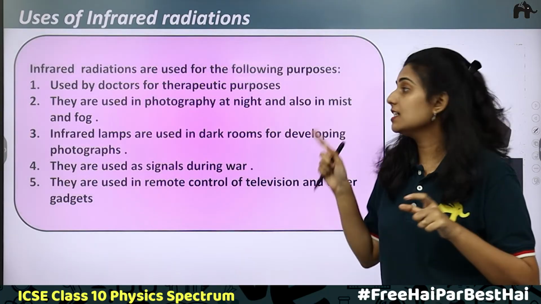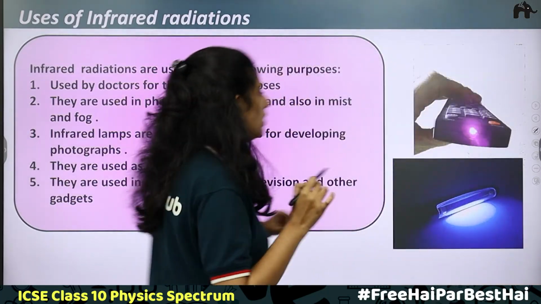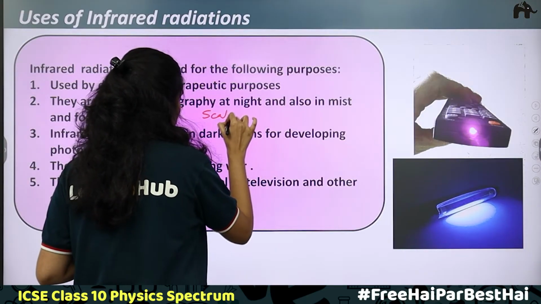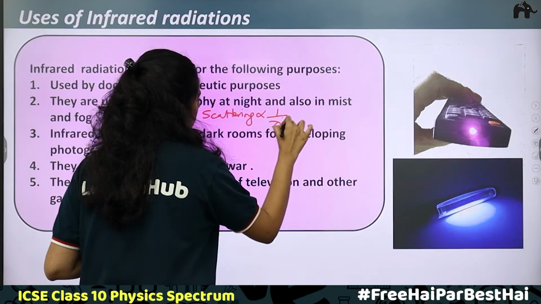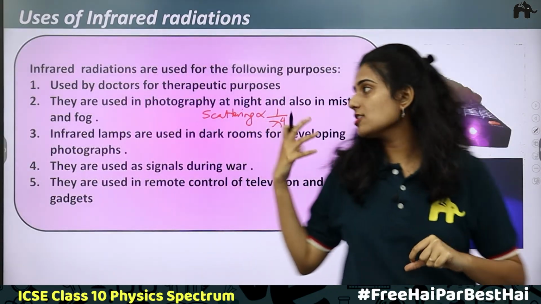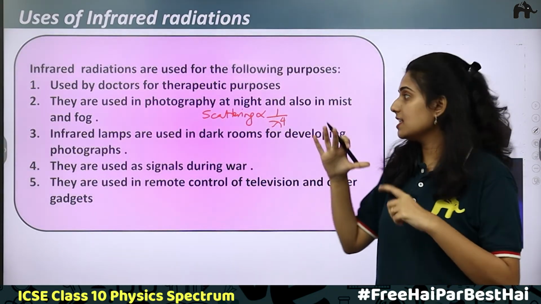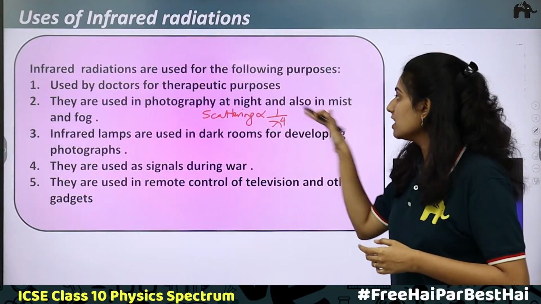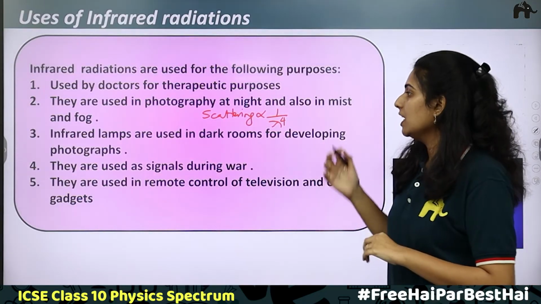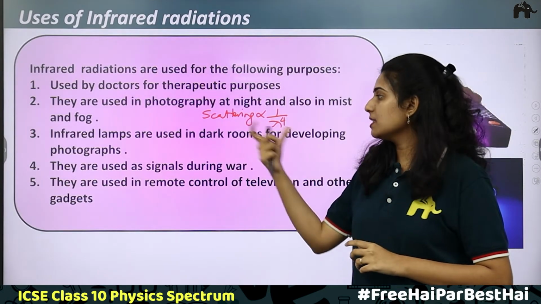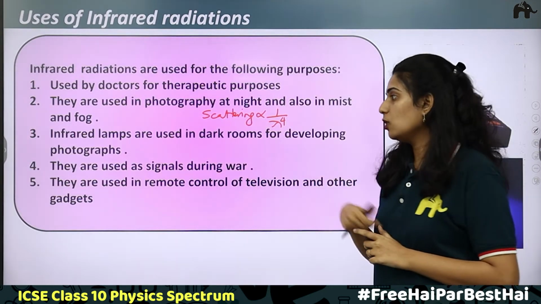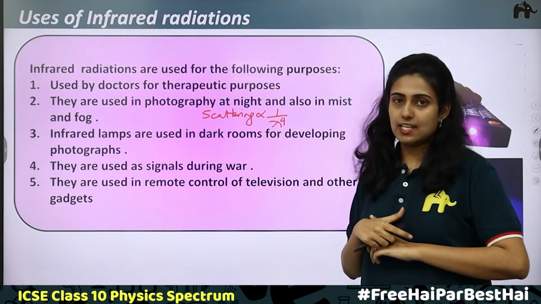Because scattering is inversely proportional to the fourth power of wavelength, when the wavelength is large, scattering is less. That is, the light does not get scattered easily. They can penetrate through the fog and mist. Infrared lamps are used in dark rooms for developing photographs. So, visibility is higher. They do not get easily scattered.